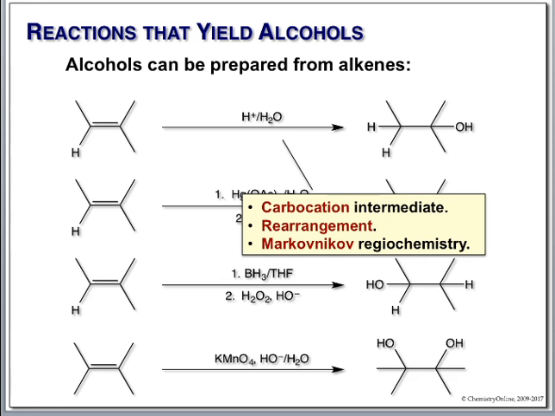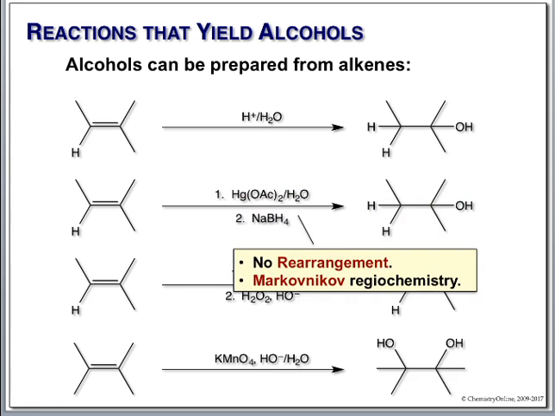Now this is actually a fairly brutal reaction. We can do a much more civilized reaction with mercury(II) acetate, followed by workup with borohydride. This reaction involves an intermediate mercurinium ion, not a carbocation. Because there's no carbocation, there is no rearrangement, but still we get Markovnikov regiochemistry. So again, here's our tertiary carbon, most stable carbocation. That's where the OH goes.